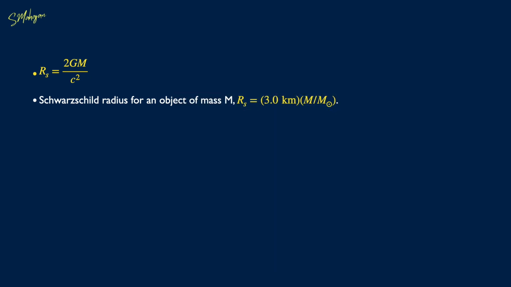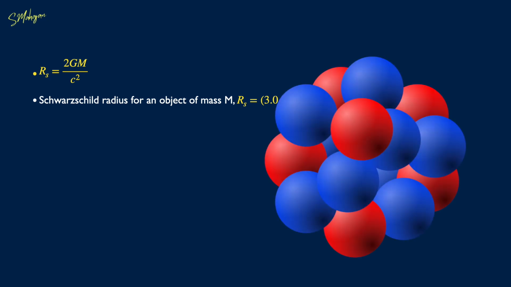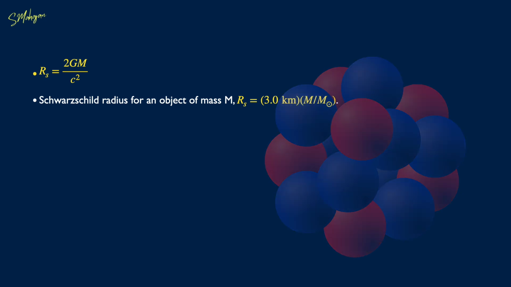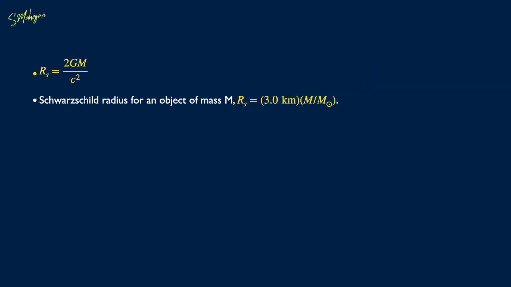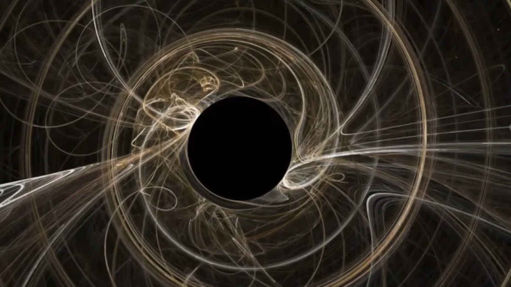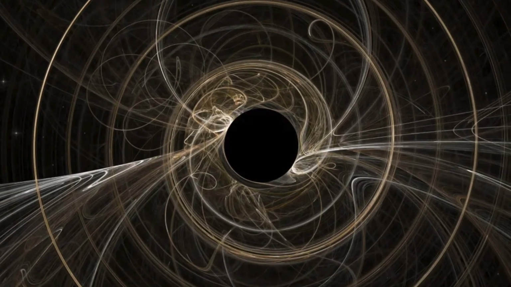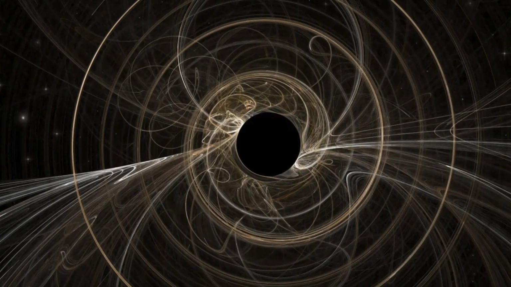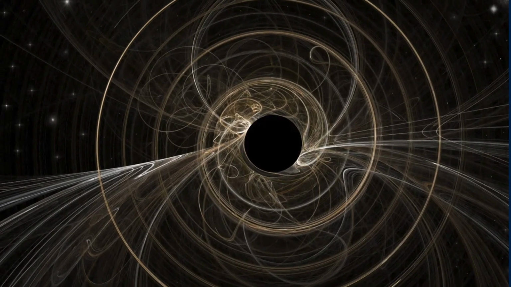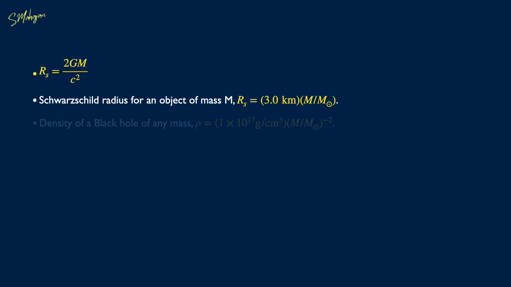The density of a 1 solar mass black hole is pretty high at almost 10 to the power 17 grams per centimeter cube. It is higher than the density of the nucleus of an atom. However, as we consider more massive black holes, the density decreases. This strange effect happens because the radius is proportional to the mass, but the volume is proportional to the cube of the radius, and therefore the cube of mass. This means that the density is proportional to 1 over m squared.